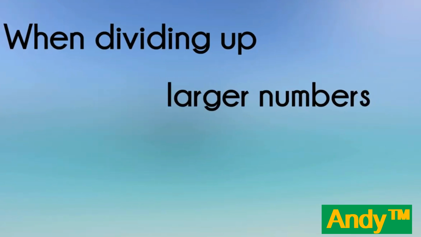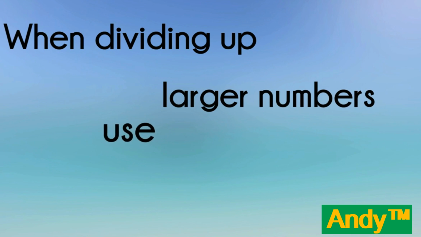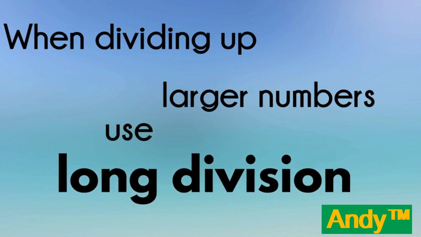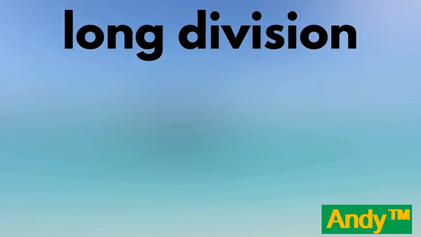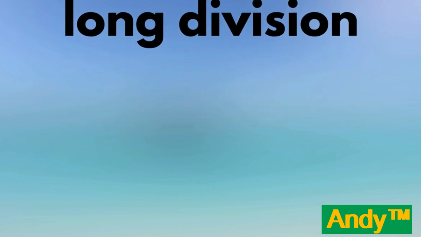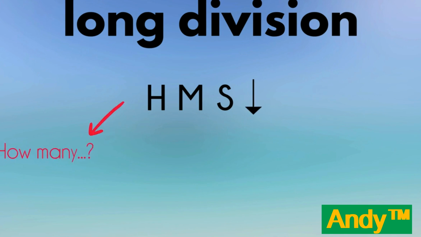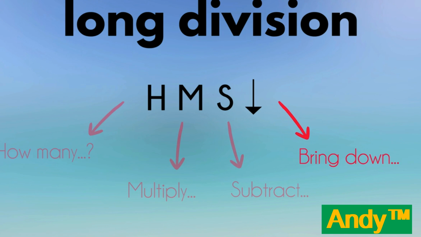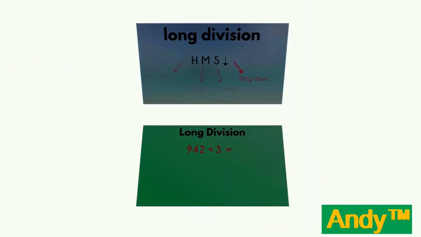When we want to divide up larger numbers, we can use a process called long division. An easy way to remember the steps for long division is the acronym HMS bring down. How many, multiply, subtract, and bring down. Let's see how it works.